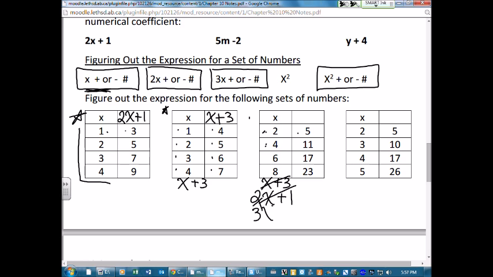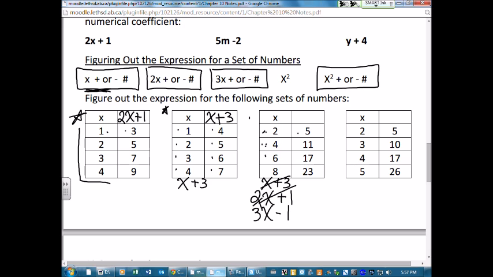Okay, so what do we try next? 3x is correct. Okay, so back over here. 3 times 2 is 6. To get to 5, I'd have to subtract 1. So 3x minus 1. So let's try it with the next one. 3 times 4 is 12. Minus 1 is 11. Oh, that worked.